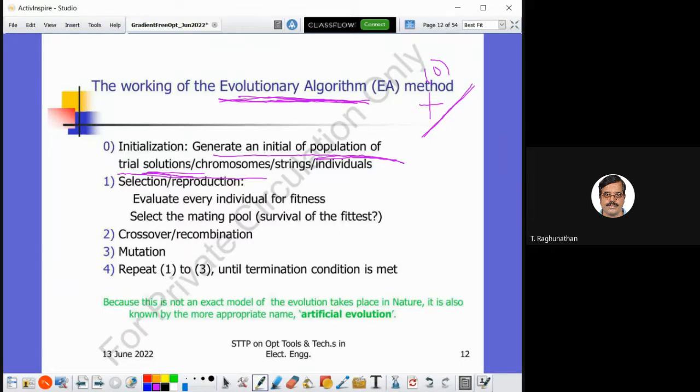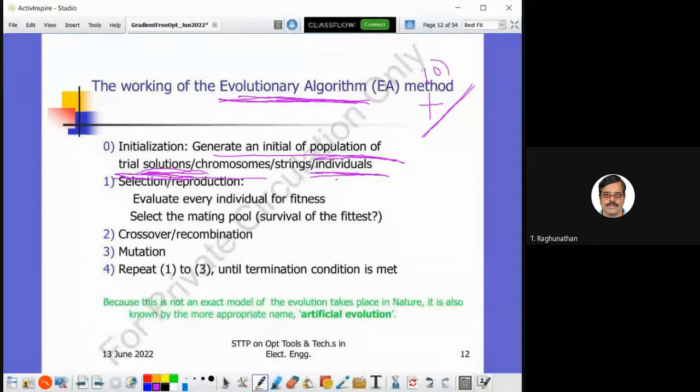Population means consisting of many. The Indian population consists of 1.39 billion individuals. And in this method, we don't use the name individuals because they are solutions. But you can also call them individuals, nothing wrong, but they are basically trial solutions.